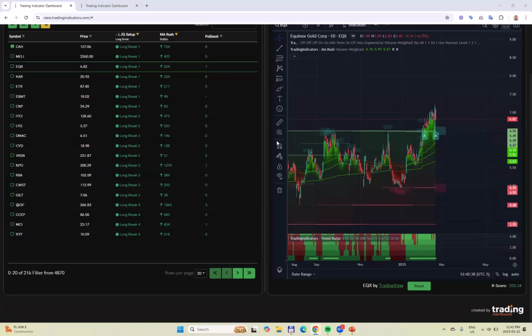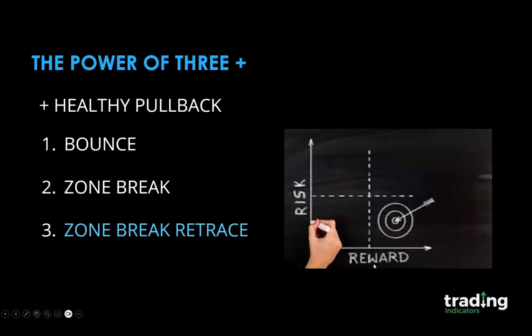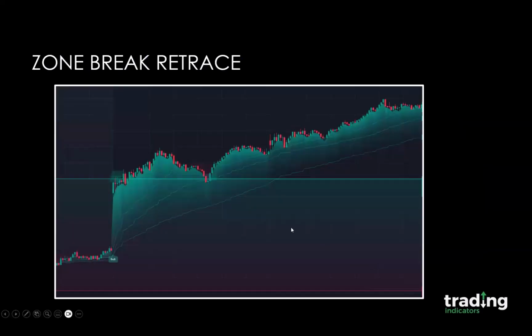But let's have a look at our last setup here, which is our zone break retrace setup. So what's the zone break retrace? A zone break retrace is a scenario where price breaks above a key level. We can see it here. Price broke above this resistance level. It initially went up, but then price corrected itself and went down towards this broken level, which is now acting as support. And we've all heard it before: resistance can become support, and support can become resistance when broken.